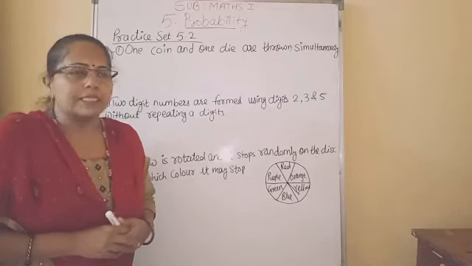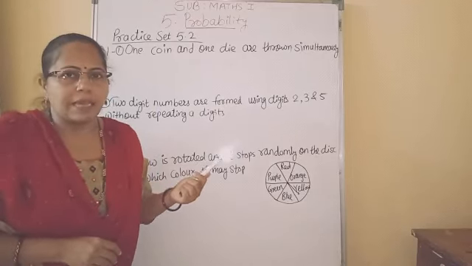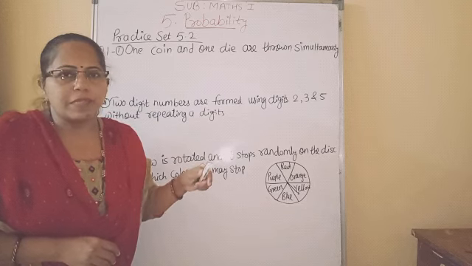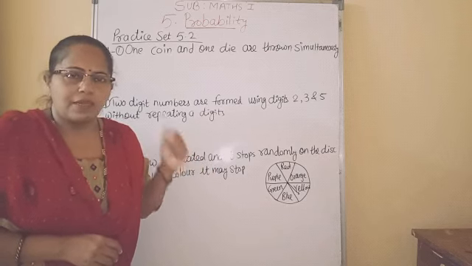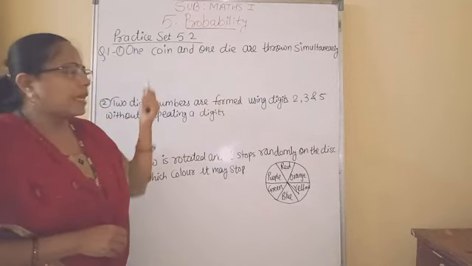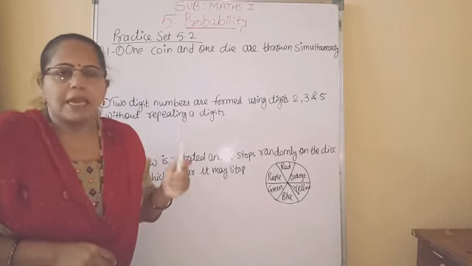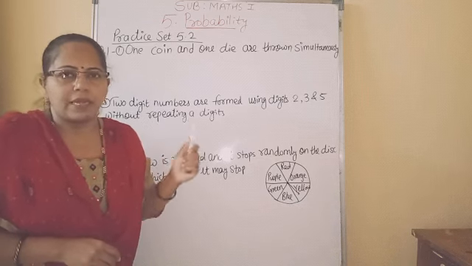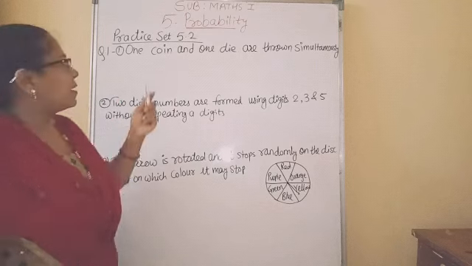Now we will solve practice set 5.2. As we already studied how to write sample space and number of sample points, we saw 3 to 4 examples. So that method we have to use here. The question is, for each experiment you have to write sample space S and number of sample points n(S). Okay. So the first experiment is given.